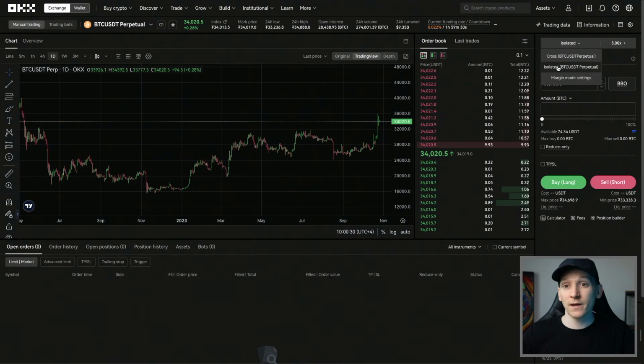Isolated reduces risk a little bit. If you have a position that's losing, then you can just cut that trade and cut the losses there, and it doesn't affect the margin that you're using for your other trades if you have them.